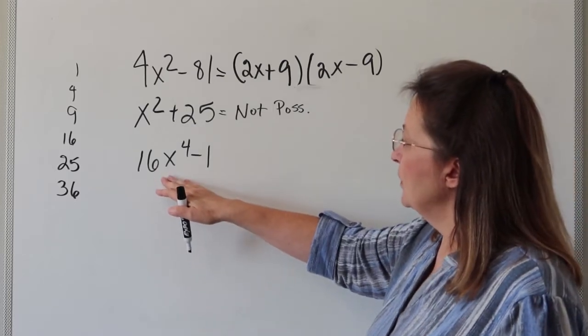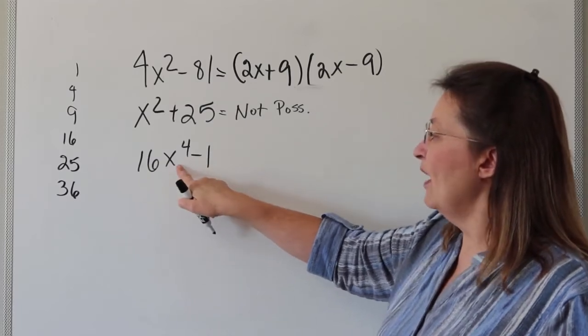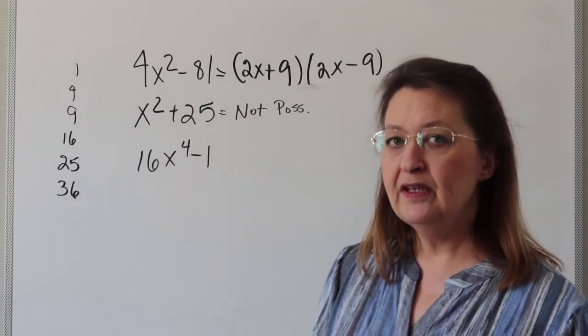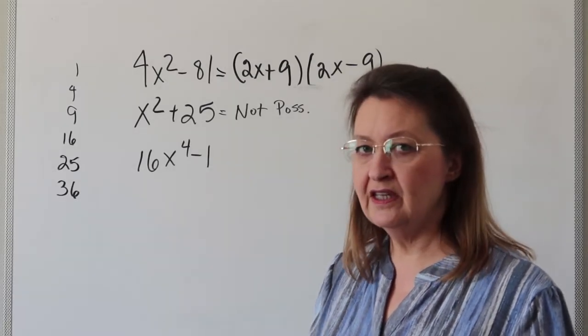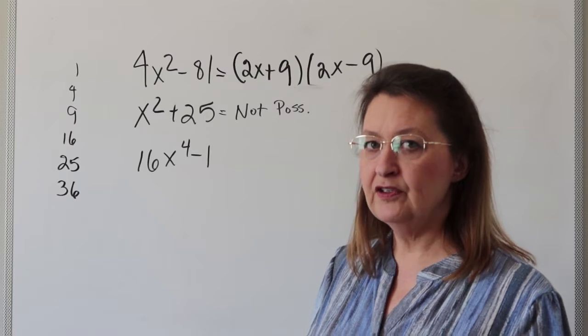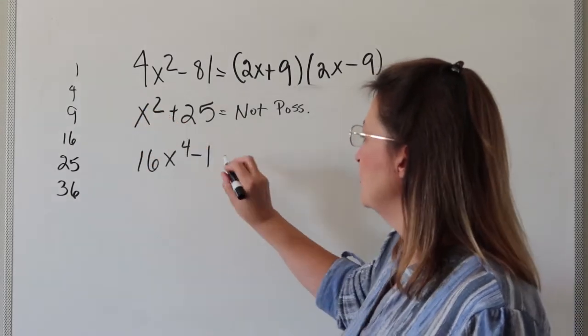All right, let's look at this one. Do I have two perfect squares? Yes, 16. Anytime you have a variable raised to an even exponent, that's a perfect square. If I've got x to the 6th, x to the 8th, x to the 10th, that's a perfect square. So x to the 4th is a perfect square, 1 is a perfect square.